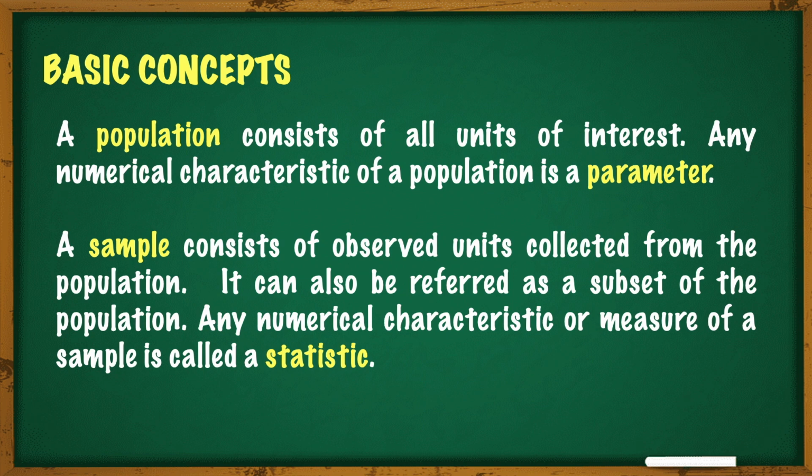Population is not only limited to human population, so it could also be animals, microorganisms, plants, and others. And any numerical characteristic that describes a population is called a parameter. On the other hand, a sample consists of observed units collected from the population, and it can also be referred to as any subset or a fraction of the population. And to estimate the population, we compute a numerical value, characteristic, or a measure from the sample, and we call this a statistic.